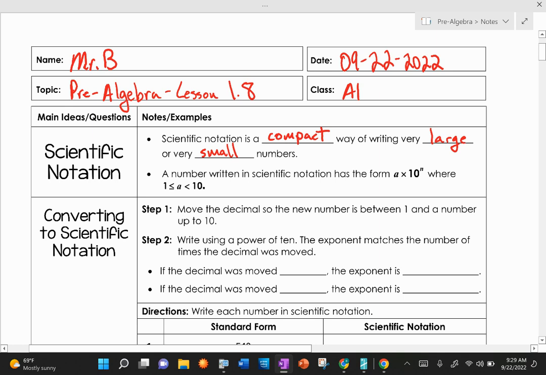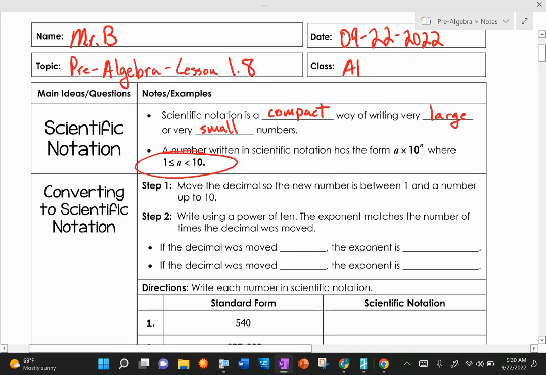A number written in scientific notation has the form of A times the base 10 to the nth power. Okay, so basically this means that A has to be somewhere between 1 and 10. And that's why they're putting this right here. So A has to be a number 1 or greater, and less than 10.